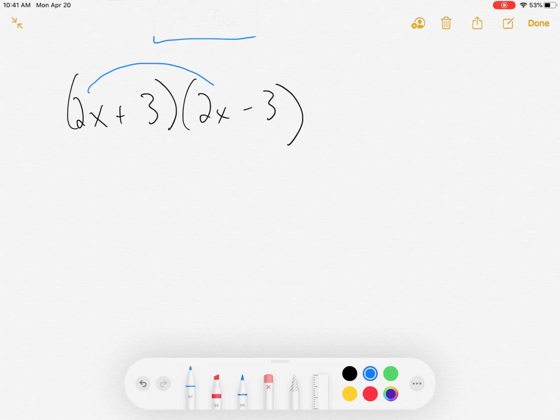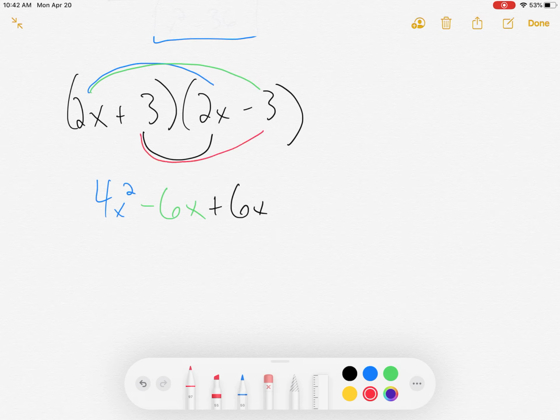So we start with 2x times 2x. Now we need to multiply the numbers and the variables here. 2 times 2 is 4. X times x is x squared, so we get 4x squared. We're going to get 2x times negative 3 is minus 6x. 3 times 2x, positive times a positive, is plus 6x. Last but not least, we have 3 times negative 3, which is minus 9.